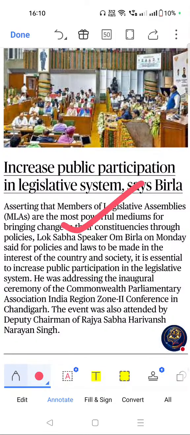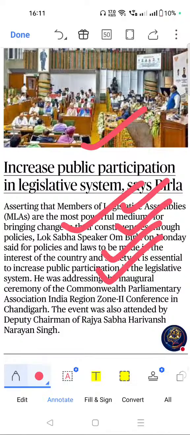Increase public participation in legislative system, says Om Birla. If you see the importance, governance and democratic participation are recurring UPSC themes. Useful for GS2 governance answers, and it is important for understanding representative democracy. The questions on this topic like parliamentary democracy, citizen participation, legislative institutions.